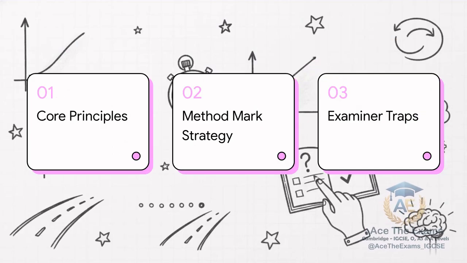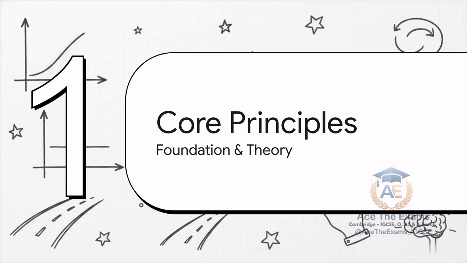So, here is our masterclass blueprint for today. First, we'll lock down core principles and theory. Second, we'll introduce the method mark strategy. And third, we'll expose the top 3 examiner traps. Let's kick things off with Section 1, Core Principles and Foundation Theory.